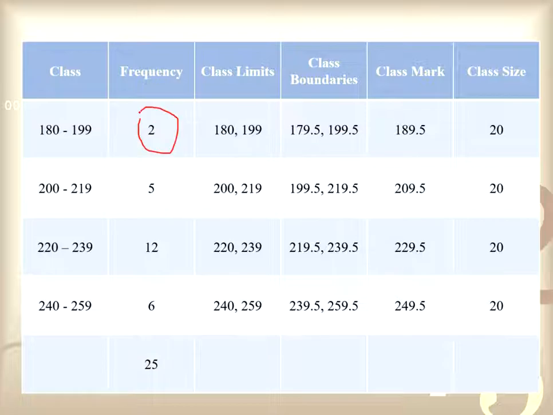So, frequency naman, kung ilan yung data na pasok sa ating class limits. So, for example, meron kang 181, so isa, tsaka 190, dalawa. So, dito naman, 200. So, pwede dyan 201, 205, 218, 215, and 210. Yan. So, meron kang 5 data. Yun ang frequency.